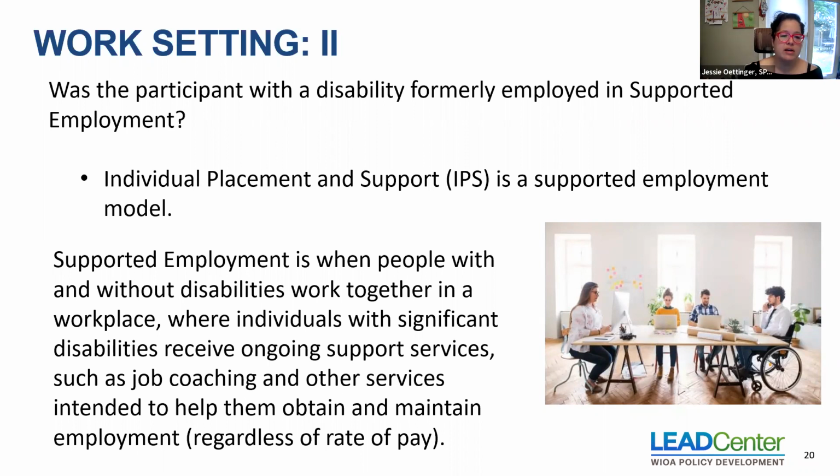The most common model of supported employment is called individual placement and support. So if you hear of an IPS program, that's supported employment. And IPS is a proven supported employment model that helps people with mental health and substance abuse disorders find and keep jobs of their choosing. So if you have an individual who has disclosed that they either have mental health issues or have struggled with substance abuse, and they have a job where somebody is helping them, it's probably this IPS model that would count as supported employment.